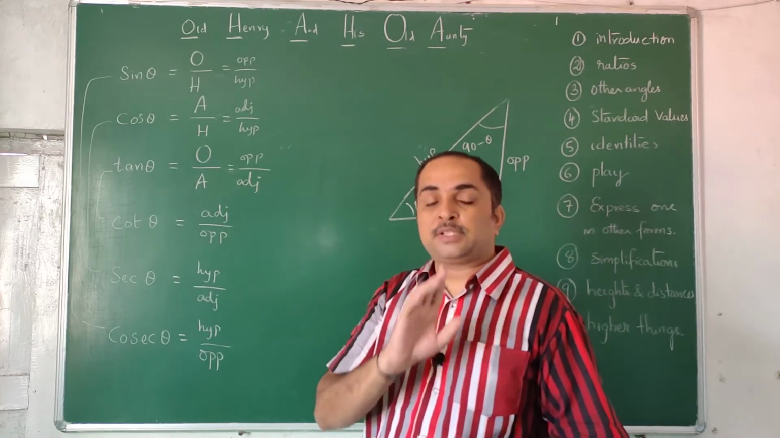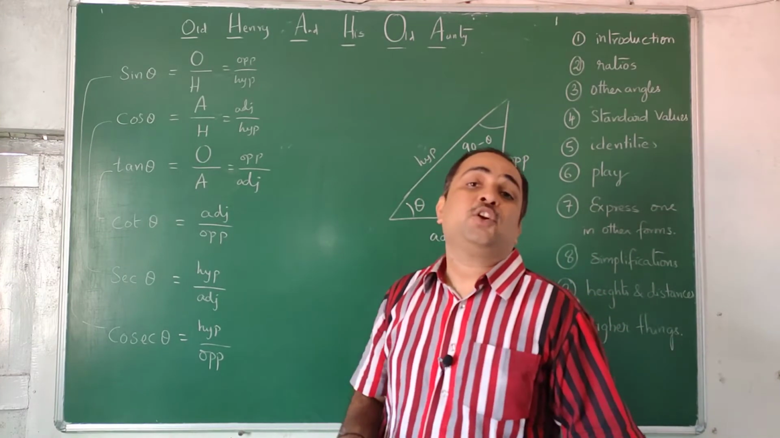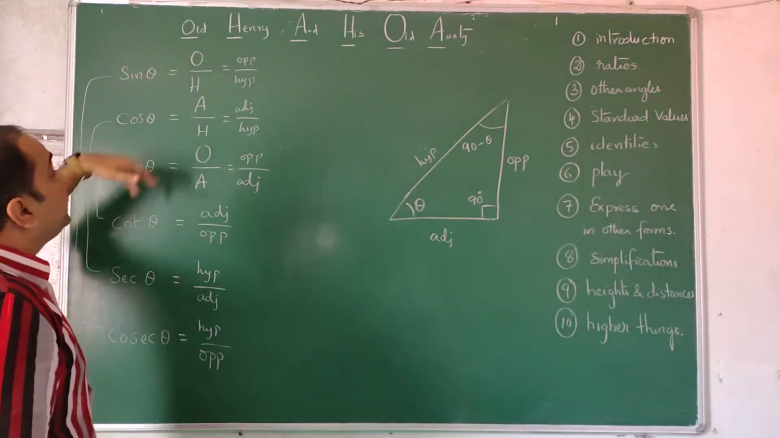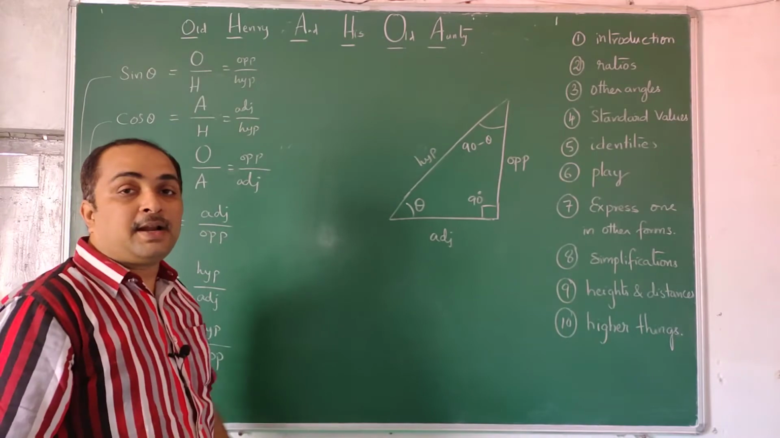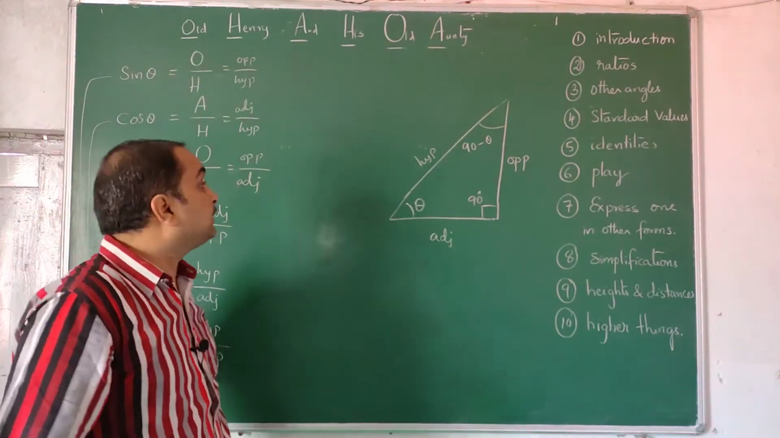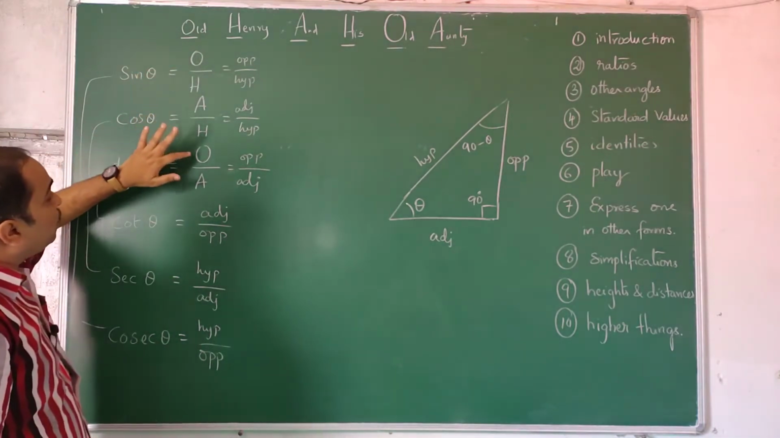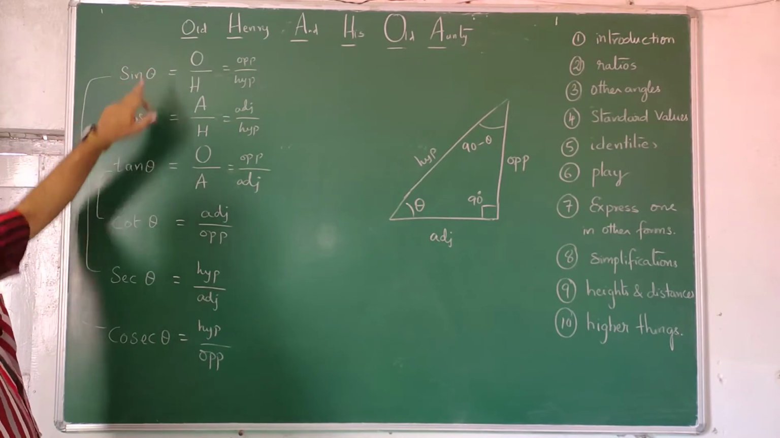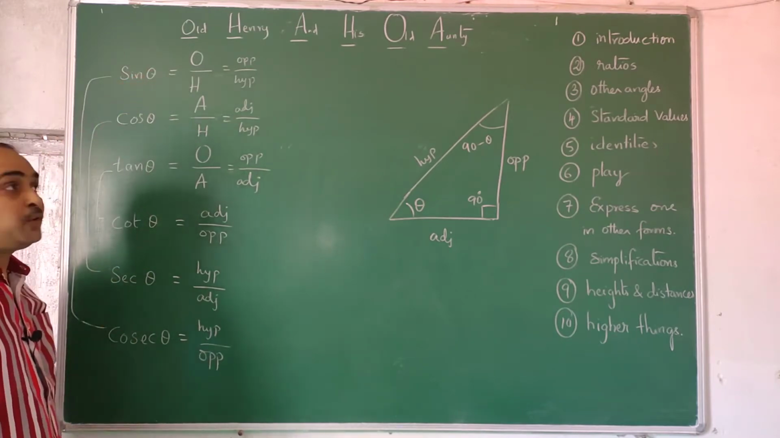Sin, cos, tan, cot, secant, cosecant. First this is over. Next, first three things we can write by remembering one word: Old Henry and his old auntie. Write the first letters as capitals. Once you write them, reverse of this is this, reverse of this is this, reverse of this is this. Like that you write it.